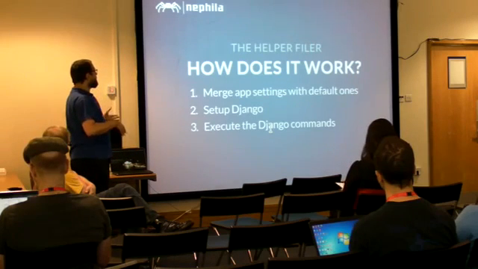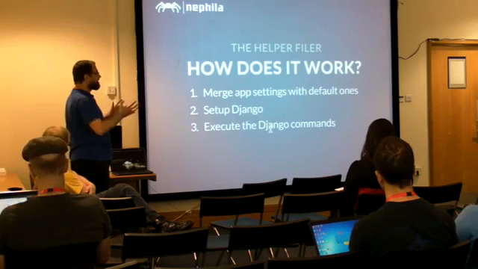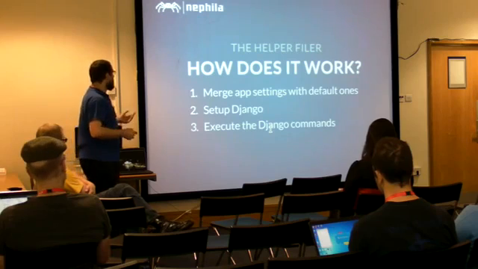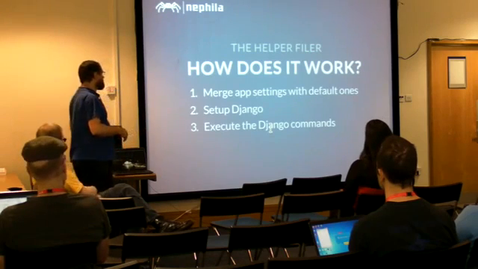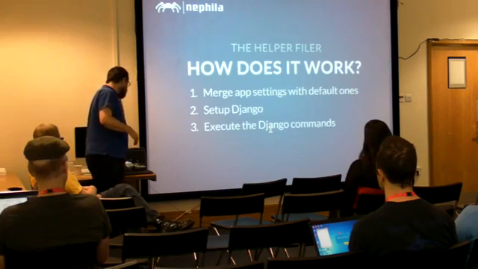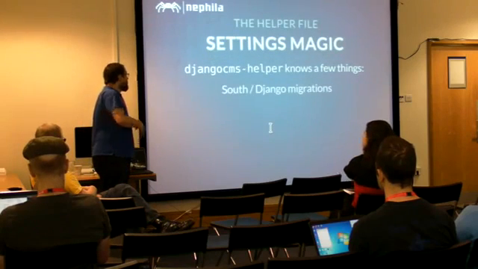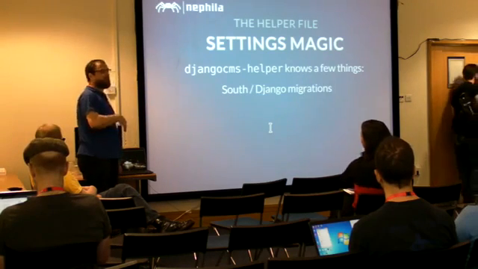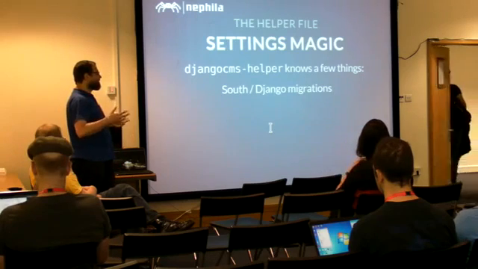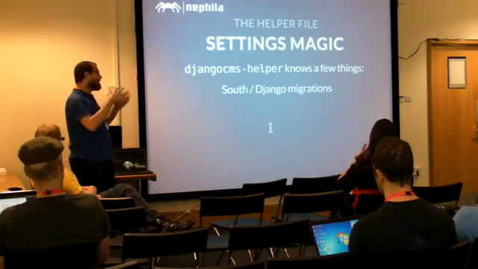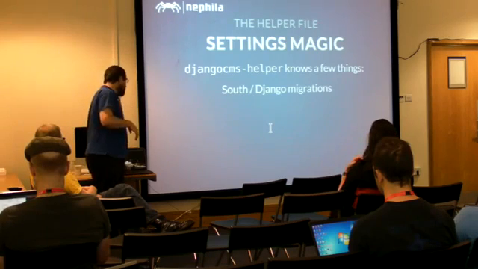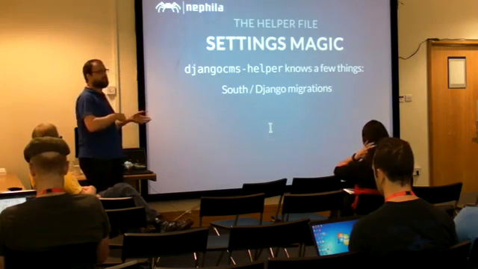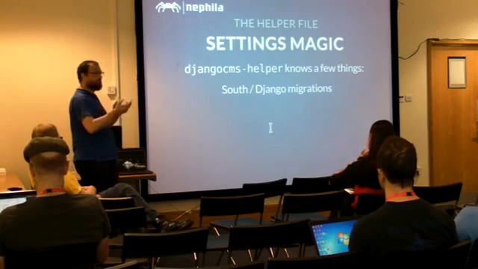So Django CMS helper takes the settings in the helper file, merges them with the default ones it already has, sets up the Django instance and runs the Django commands you want to execute. It tries to be smart, as it knows South and Django migrations, and for Django CMS standard applications it knows the setup layout of the migrations for each application and for different Django CMS versions, so you don't have to care about the migration module layout in Django CMS 3 or 3.1, etc.